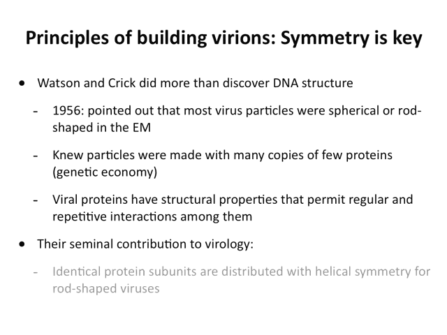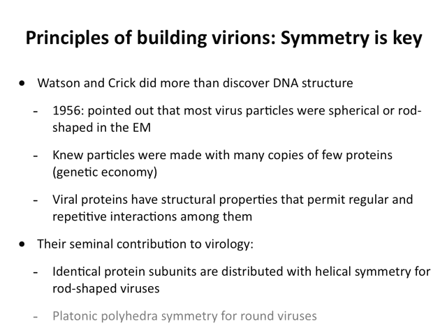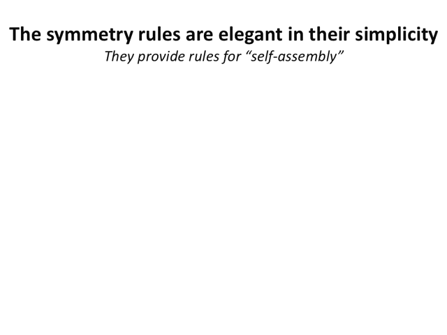So their contribution to virology was the conclusion that identical protein subunits are distributed in the virions with either helical symmetry for rod-shaped viruses or platonic polyhedral symmetry for round viruses. A rod-shaped virus is like tobacco mosaic virus, the long rod shapes. These are round viruses, okay? That's what they meant by that. That was their contribution. There are two general ways to build virus particles. This is pretty much correct even today. There are some variations on these themes, but they were quite right. It's as important as the discovery of DNA, I think.